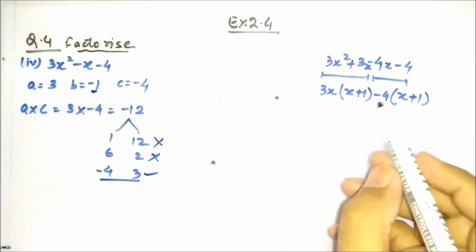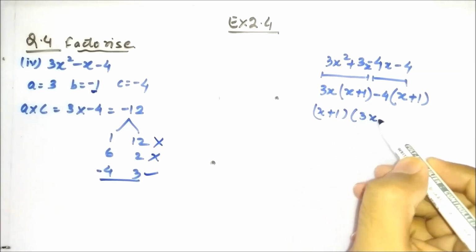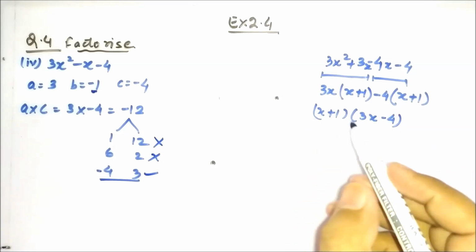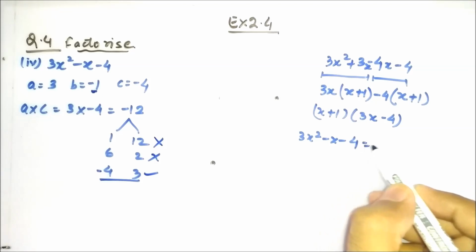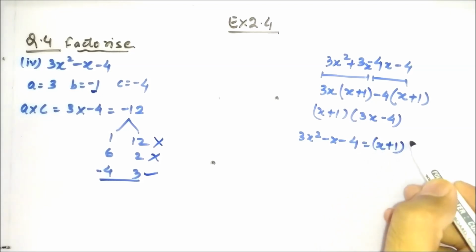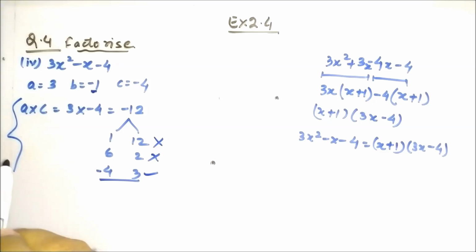Okay, so now we'll take x plus 1 as common and we are left with 3x minus 4 here. So we can write this as 3x square minus x minus 4 is equal to x plus 1 and 3x minus 4. Okay, I hope you understood the splitting the middle term method. This is the rough part, you don't have to show this in fair. Now this method is very important, as question number 5 also has this as one of the parts of that.